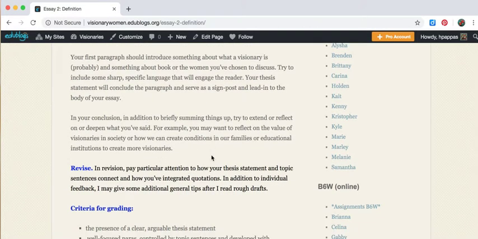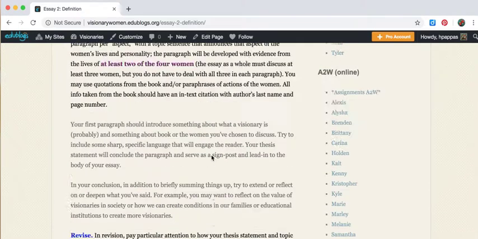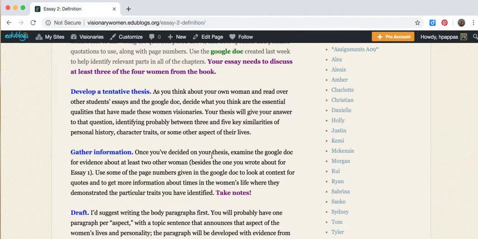So there's some information about revision and criteria for grading. Okay, so I hope that's clear. If you have any questions about the assignment, please shoot me an email, or you can post them here on the blog.